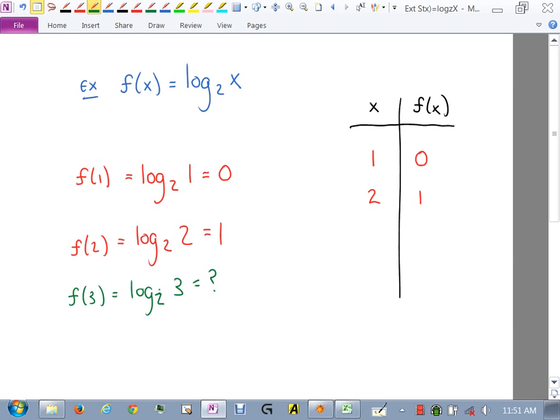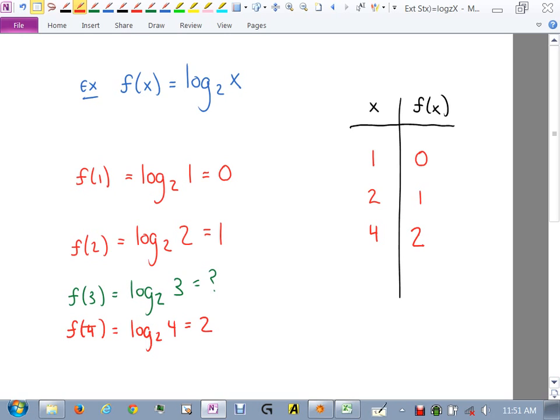I should probably plug in the things that I know are powers of 2, and the next natural one would be what? 4. So how about we try that? F of 4, which would be log base 2 of 4, which is 2, because 2 squared is 4. So what do we plug in? 4, and it spit out 2.